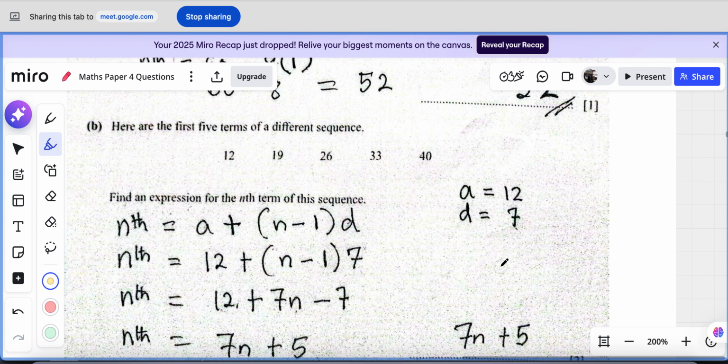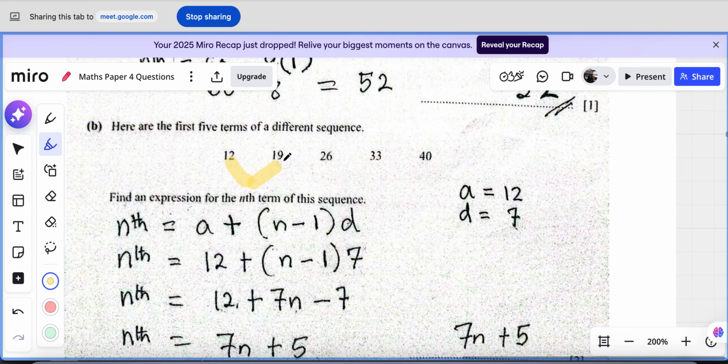Here, we'll be given a sequence. The first term is 12. The next term is 19. The next one is the following. The third one is 26. The fourth one is 33. And the fifth one is 40. You can see the pattern. The first term, a, is equal to 12. The common difference, you can see 19 minus 12, you get 7.